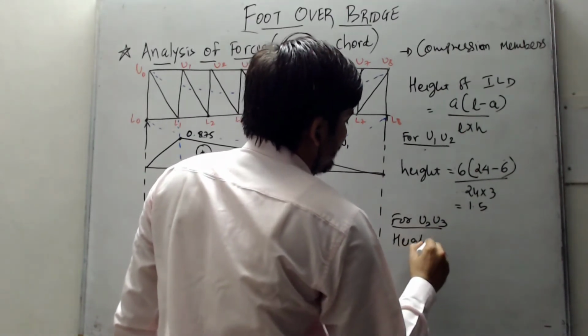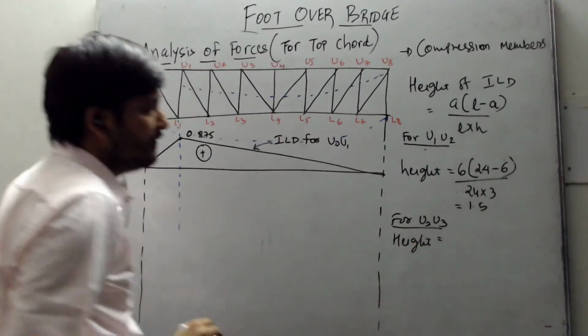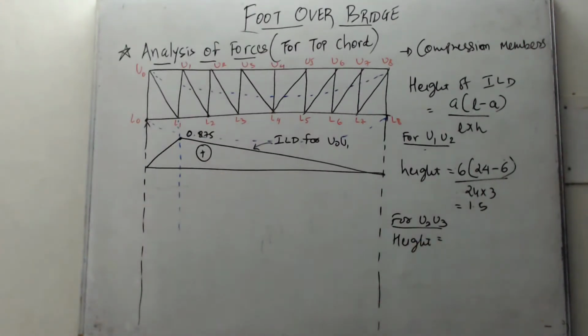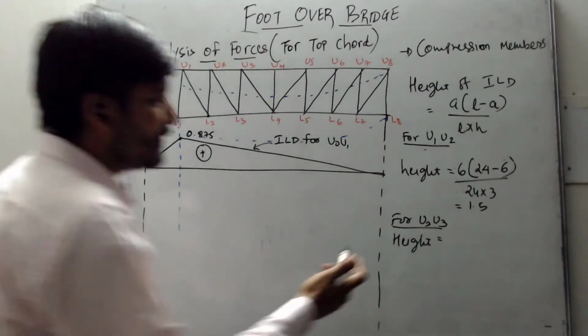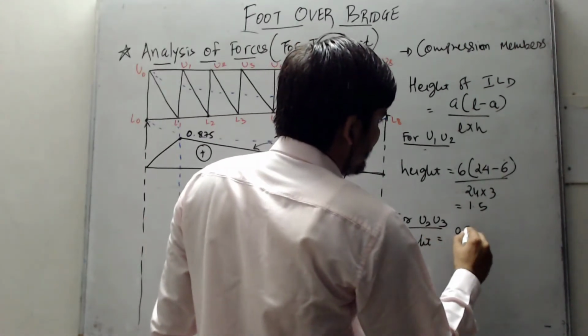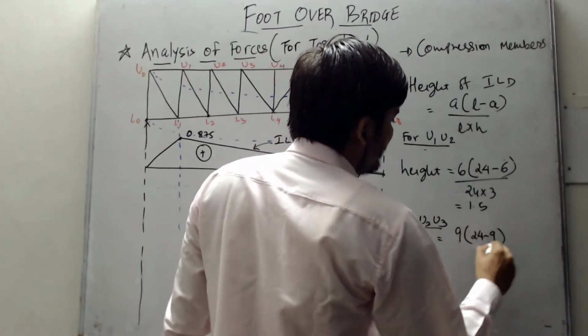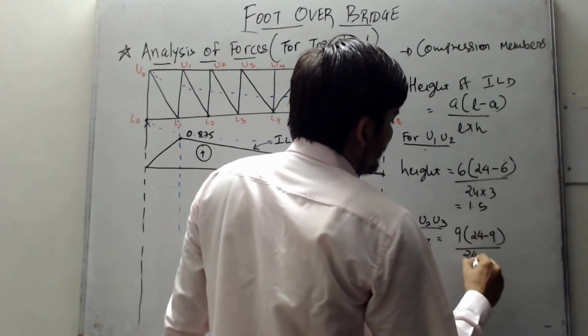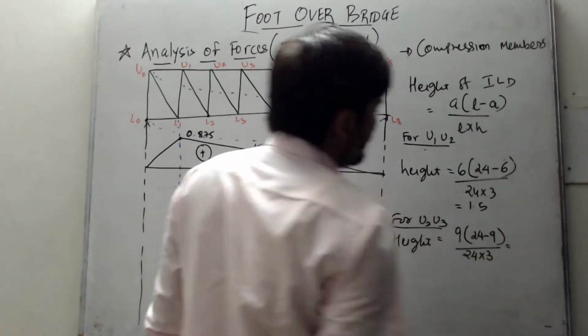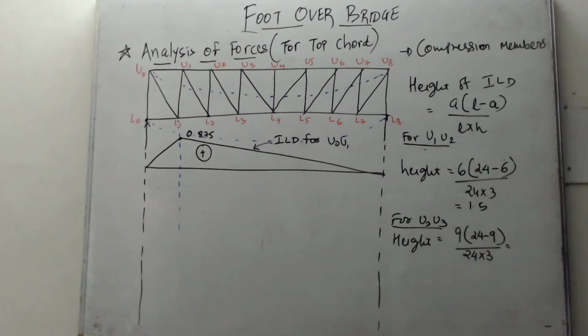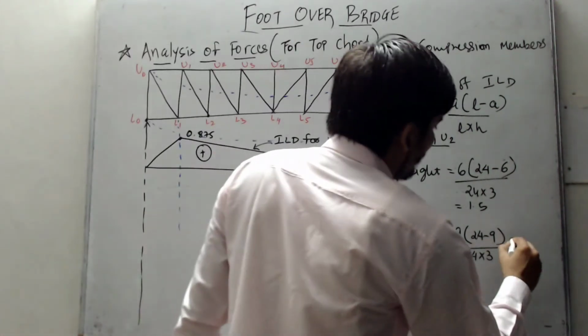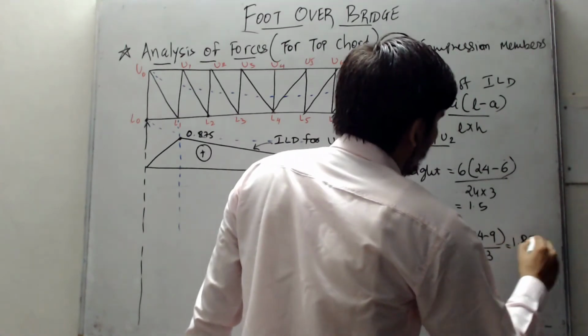Height will be, now for u2, u3, your a will become 9, all the other values will remain the same. So 9 multiplied by 24 minus 9 divided by 24 multiplied by 3. If you calculate this, you will get your height as 1.875, and for the last member, u3, u4.